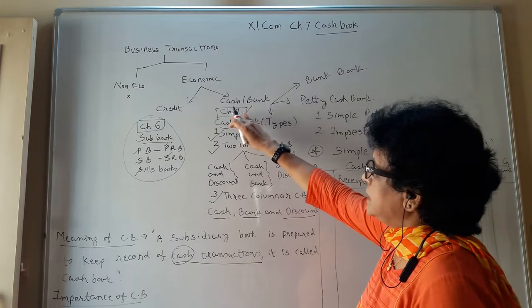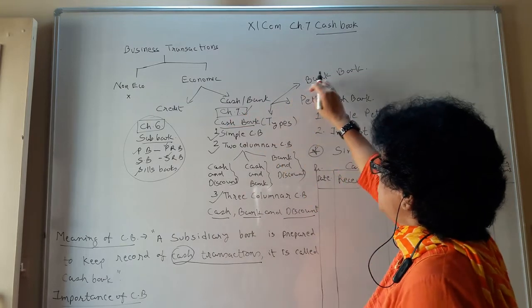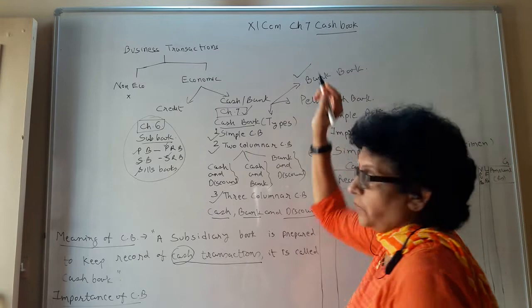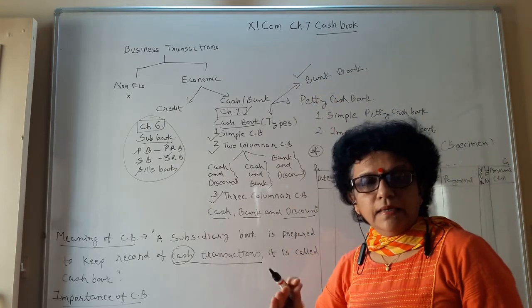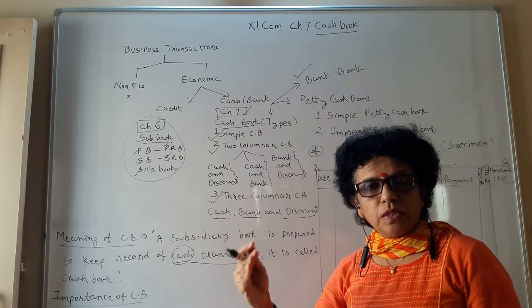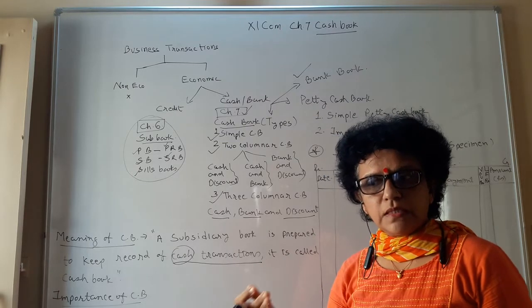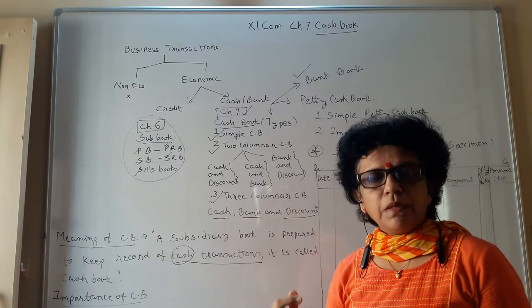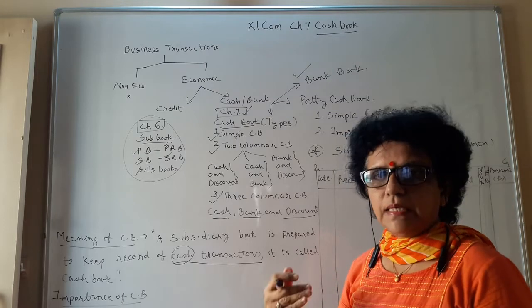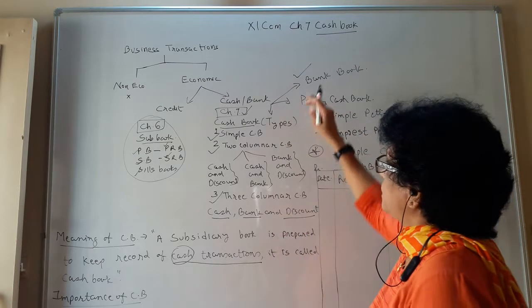Along with that, in this chapter, we are also going to study the bank book. When the trader has bank accounts with more than one bank and prefers most of the transactions with one bank, then he prepares a bank book. We will study later on what the bank book means.